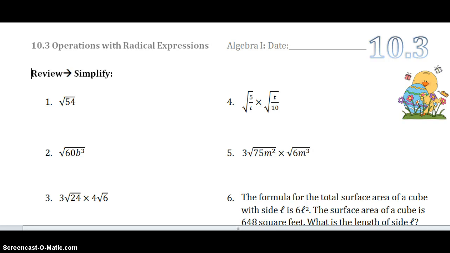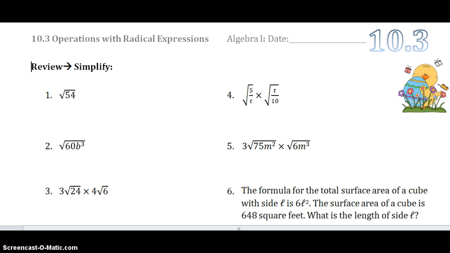Hello Algebra students. Today we're going to be working with operations that involve radical expressions. But before we start into today's new lesson, let's work these review problems.